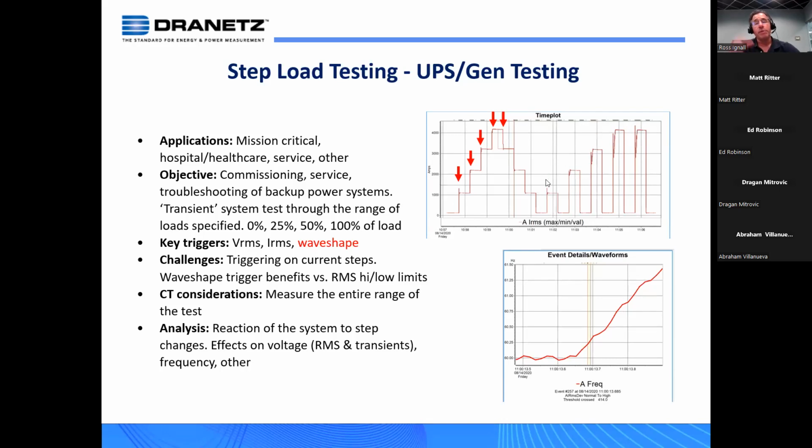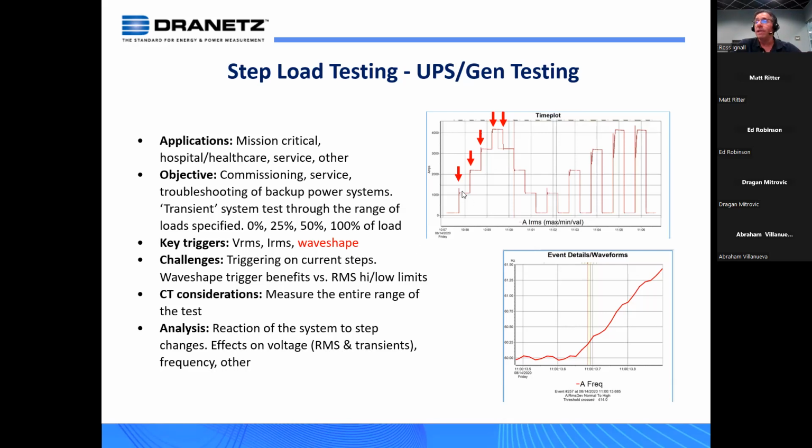And usually you can capture, certainly with the Flex CTs, a short duration. There's a reasonable crest factor on that. So you have to be considerate of your RMS limit high and make sure that your overshoots and your transient currents will be able to be measured by that CT. So what's the analysis here? Well, you're looking for the testers, the troubleshooters, the commissioners, whatever they're doing here, looking for the reaction of the system to the step load changes, and what's the effect on voltage and the RMS and the transients, frequency, and other.